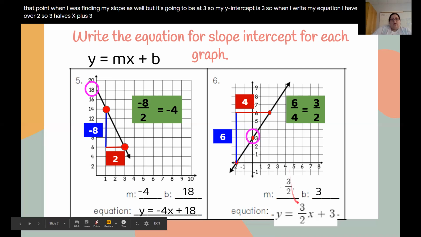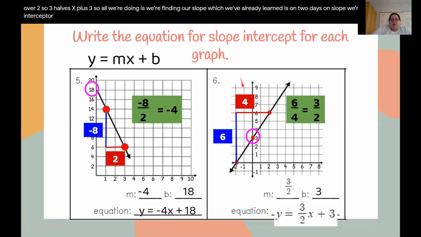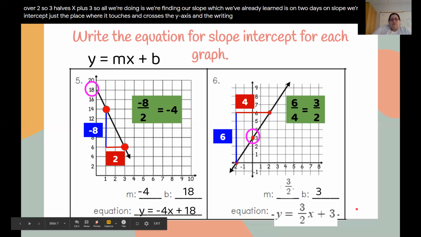So all we're doing is finding our slope, which we've already learned. We've done 2 days on slope. We're finding our intercept, just the place where it touches and crosses the y-axis, and we're writing it in slope-intercept form.